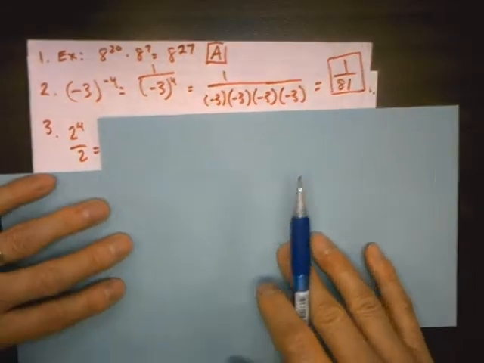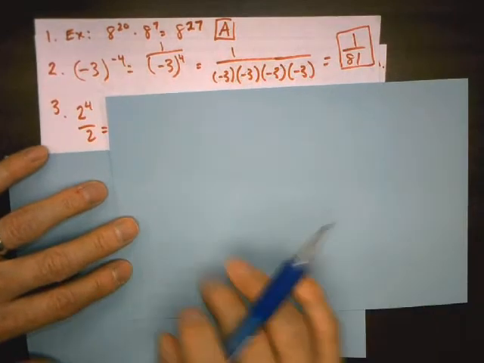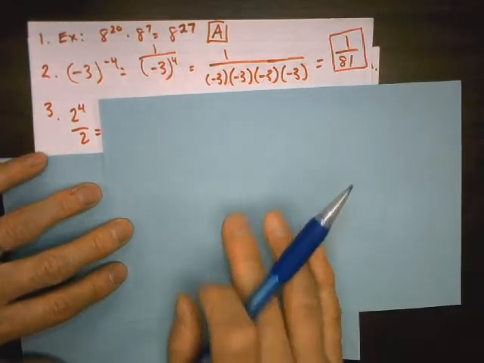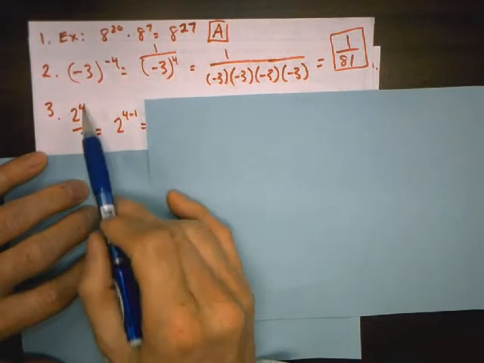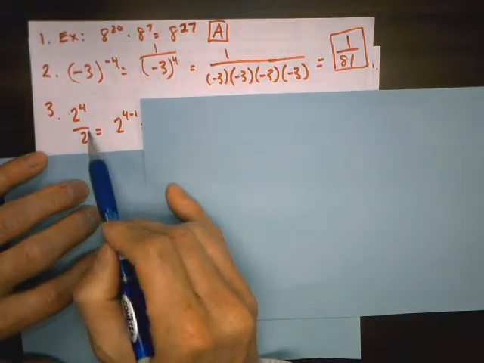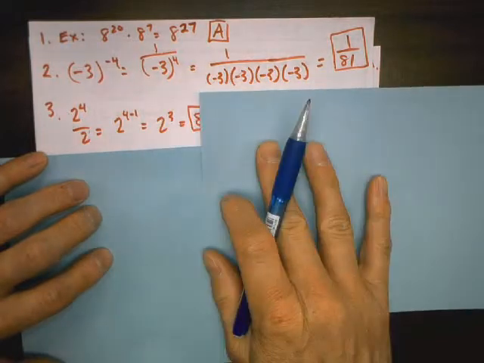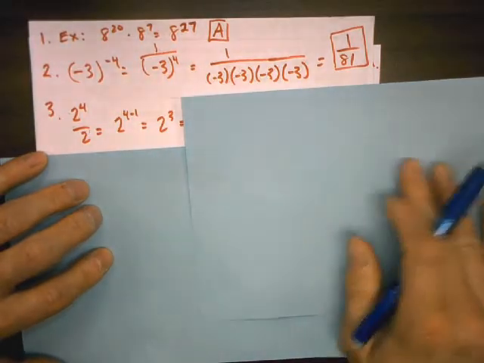Problem 3, I'm going to divide these two powers. They have the same base. The shortcut for dividing powers with the same base is to copy the base, copy the 2, and subtract the exponents. 4 minus 1. Remember, there's a 1 right here. So, 4 take away 1 is 3. 2 to the 3rd is 8.